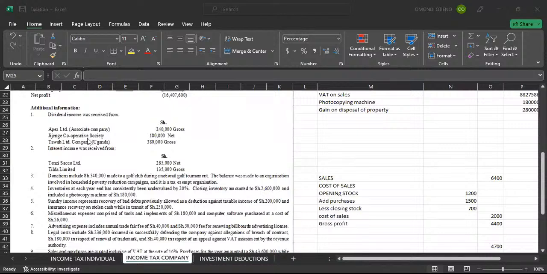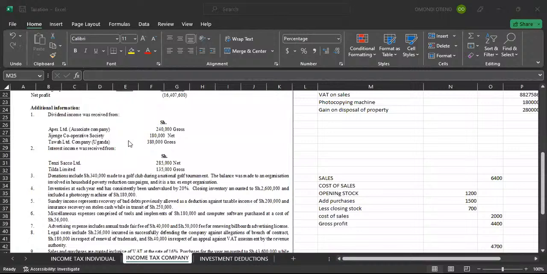So we now get to this place under additional information number 1. We have what we call dividends income received from Apex Limited, an associate company. Apex Limited, that's an associate company. They received dividends of 240,000 gross.